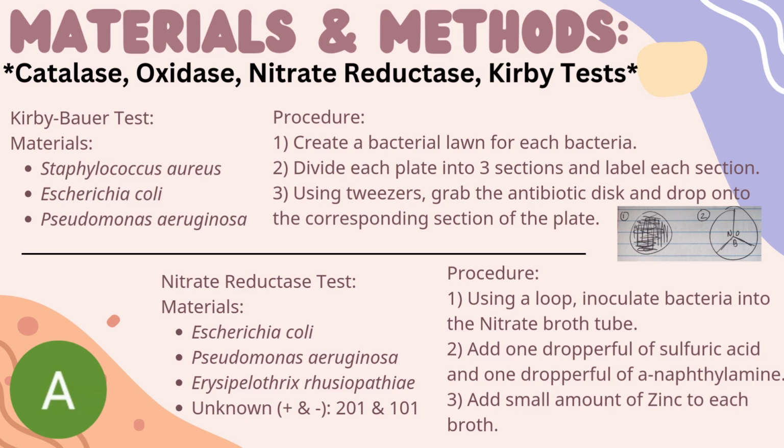The nitrate reductase test requires Escherichia coli, Pseudomonas aeruginosa, and Erysipelothrix rhusiopathiae, in addition to the unknown samples, both positive and negative. In this case, it is 101 and 201. Performing this test calls for using a loop to inoculate bacteria into the nitrate broth tube. Then, 1 dropperful of sulfuric acid will be added, in addition to 1 dropperful of alpha-naphthylamine. Lastly, a small amount of zinc will be added into each broth.